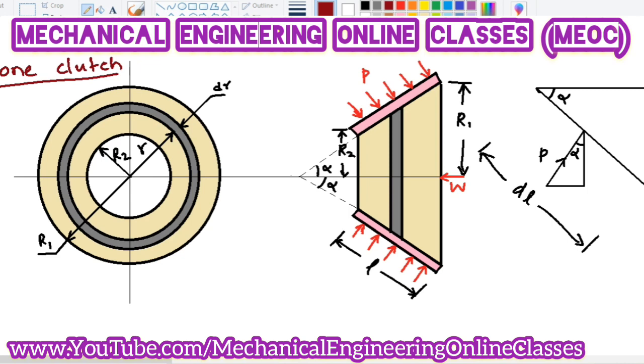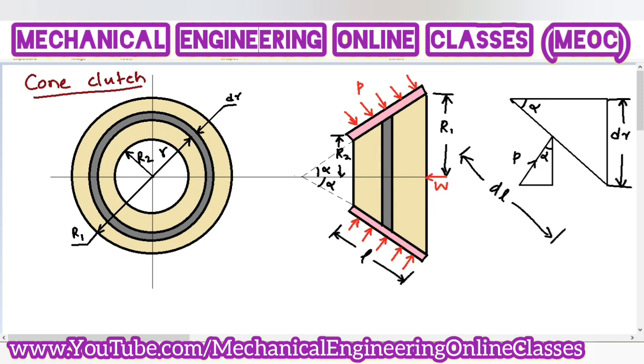So a cone clutch will have a clutch plate in the form of a cone. On the tapered surface of the conical clutch plate, or you can say the generator of the cone, which is the slant height or slant length of the cone, there is friction lining. On the entire surface of the cone clutch there is friction lining, so pressure will be acting normal to that surface. So we have P on either side.